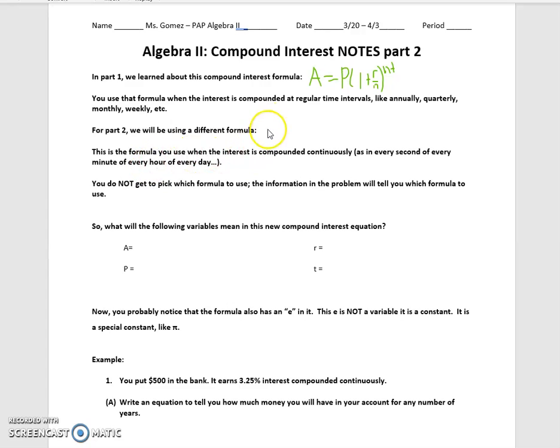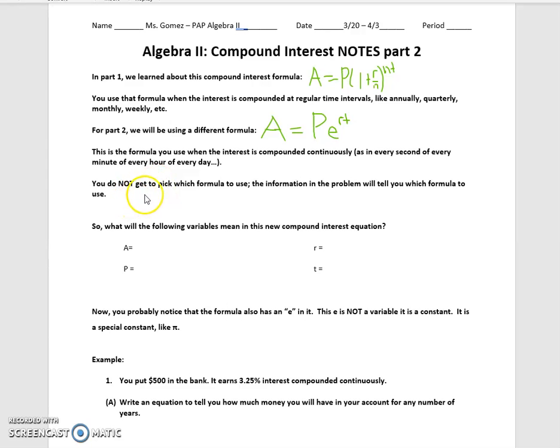So this is the formula, let's write it down. It's A equals P, and P and A have the same meaning here. And now we're going to use e. So we just did those ln graphs and the exponential, the e graphs, and that's kind of why I left those, because they are part of this formula. So e to the power of r and t. Alright, so we use this formula when the interest is compounded continuously, as in every second of every minute of every hour of every day.